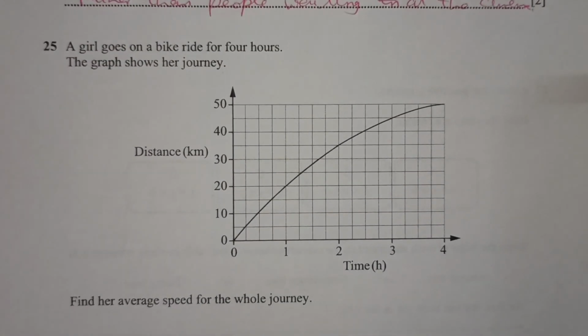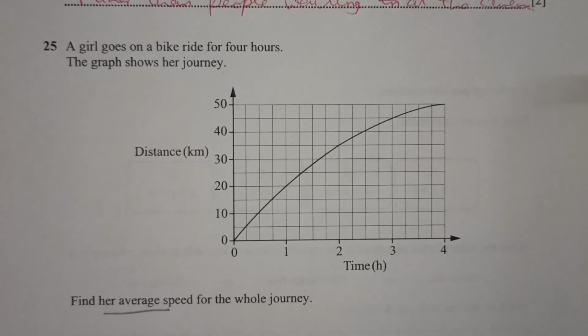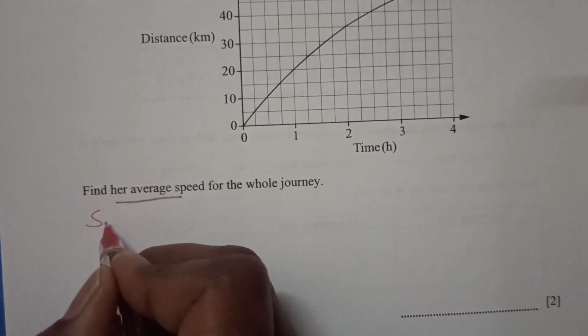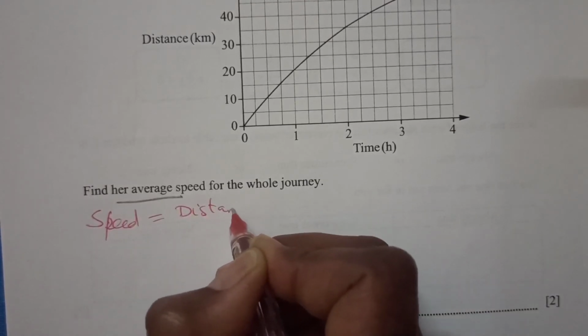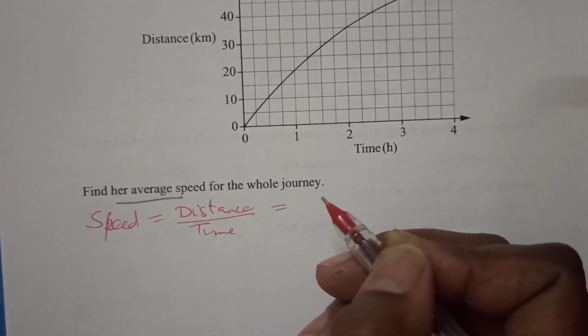A girl goes on a bike ride for 4 hours. The graph shows her journey, so you can see the journey. Find the average speed of the whole journey. So we have to find out the average speed. So you know that speed is equal to distance over time. You all know that, distance over time.